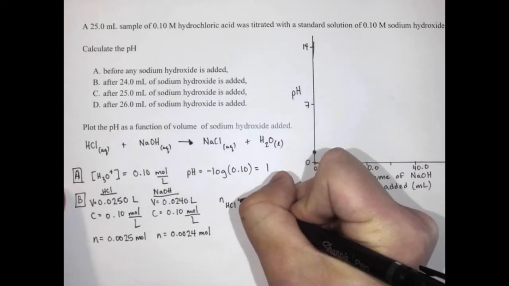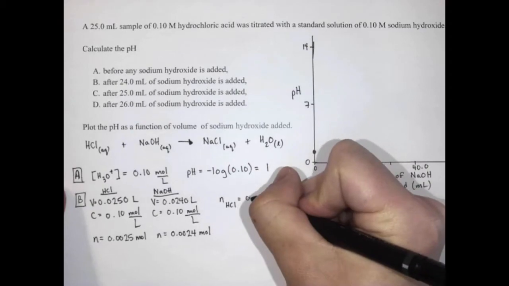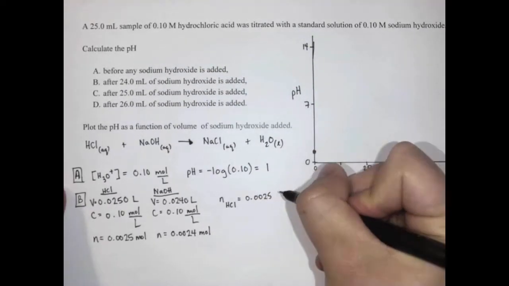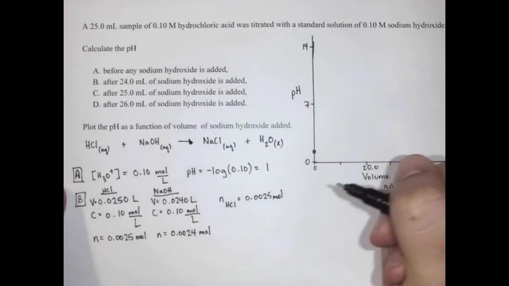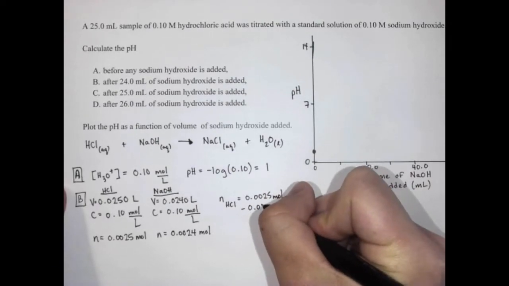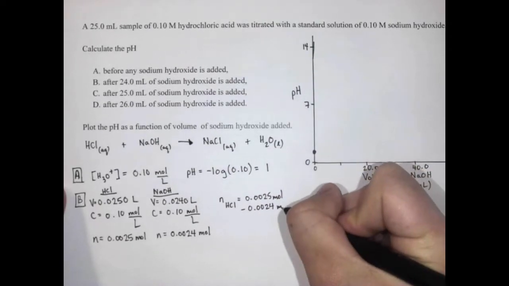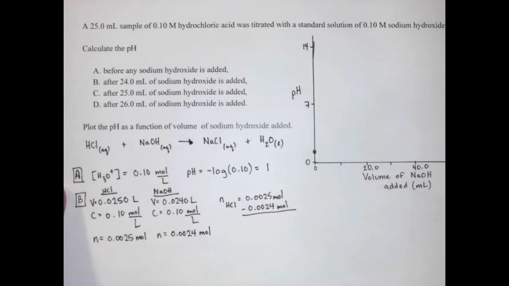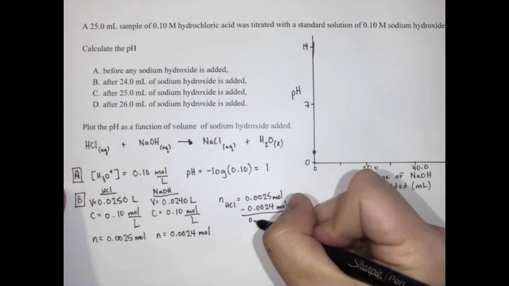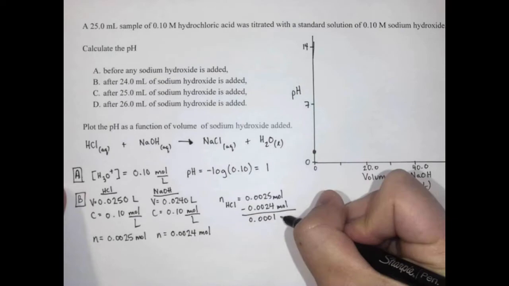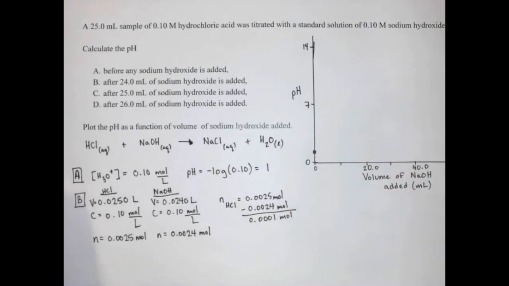The number of moles of hydrochloric acid remaining is going to be 0.0025 moles, subtract 0.0024 moles, and that gives us an answer of 0.0001 moles. Okay, so I've got a little bit of acid left over, and now I want to figure out its pH.